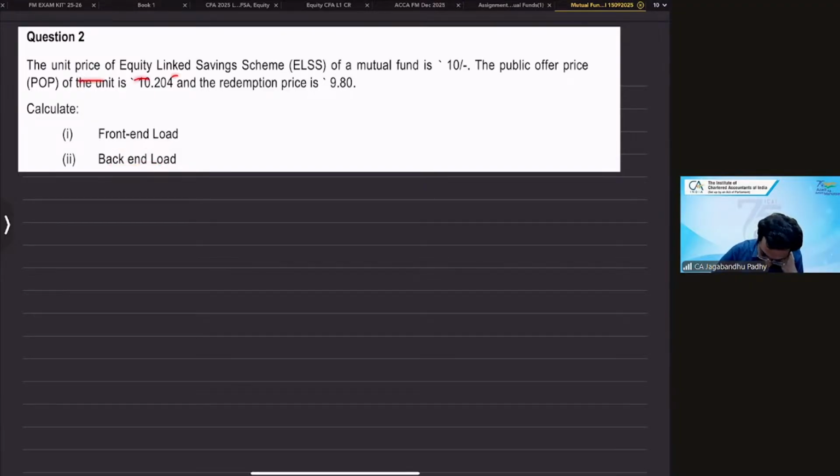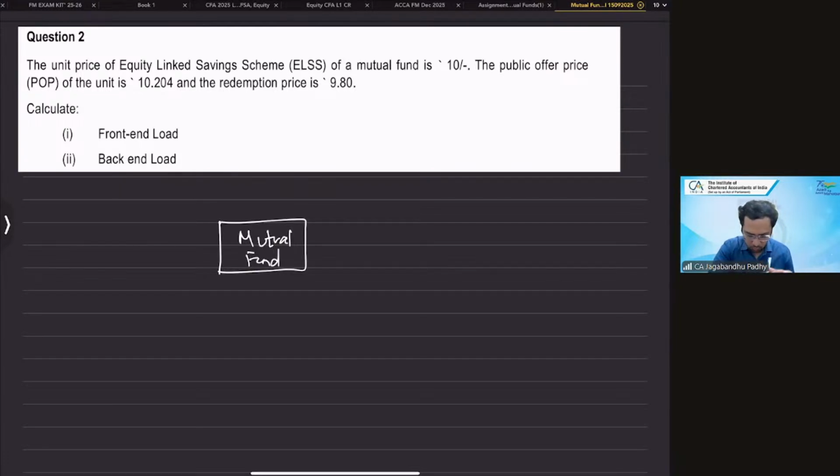So the unit price of the equity linked savings scheme is 10 rupees. Public offer price is 10.204, redemption is 9.8. Then what is the front end and back end load? Now what is this public offer price and what is this redemption price? Let's understand this simply. We have a mutual fund. There are two sides to this mutual fund: one is a buy side and another is a sell side.